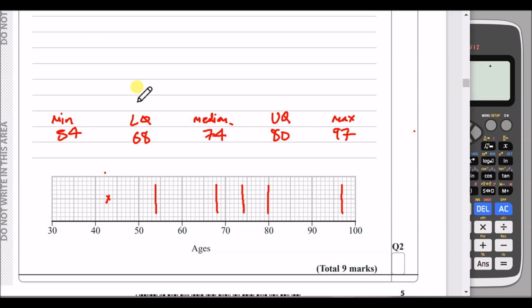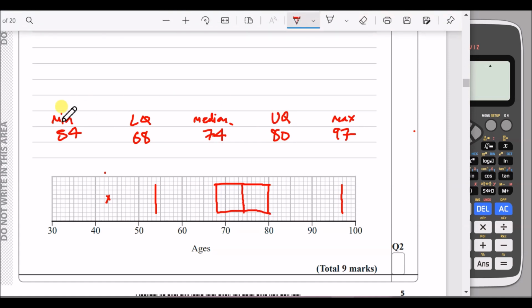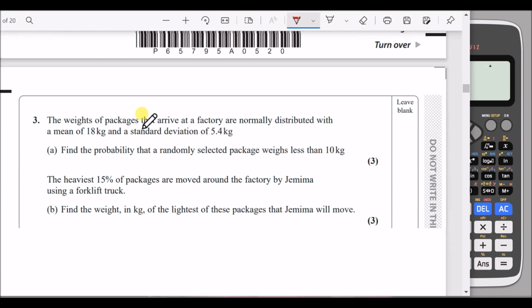Now for the low quartile, median, upper quartile, we're going to put them in a box. So it has to be closed in. And for the other values between the minimum and the low quartile, we're going to draw a line connecting it. And over here, a line connecting this part. And that's it, guys. That's your box plot done. So let's move on to number 3.